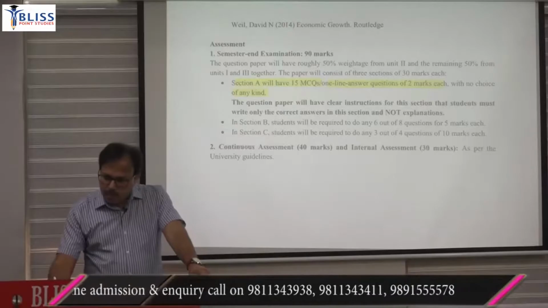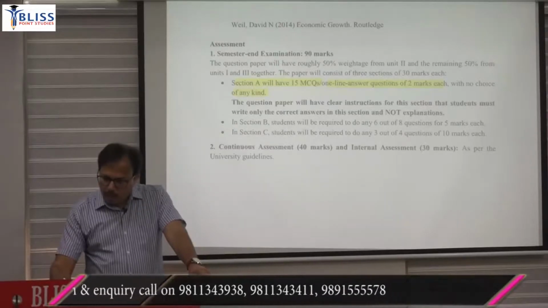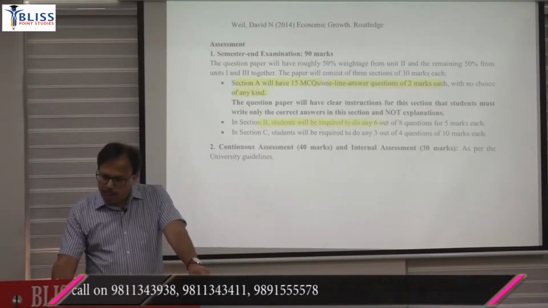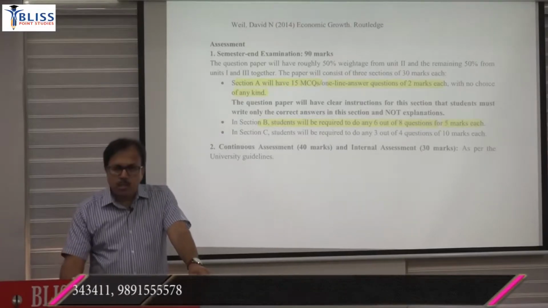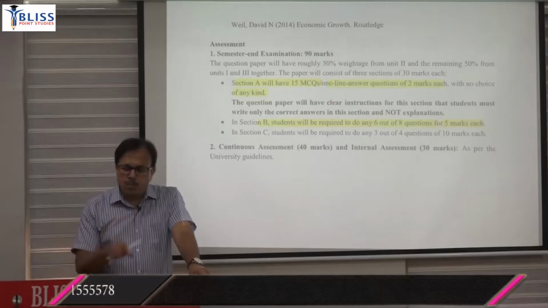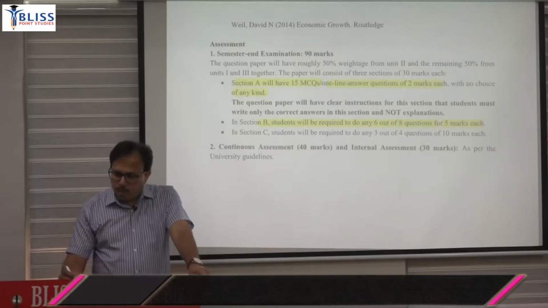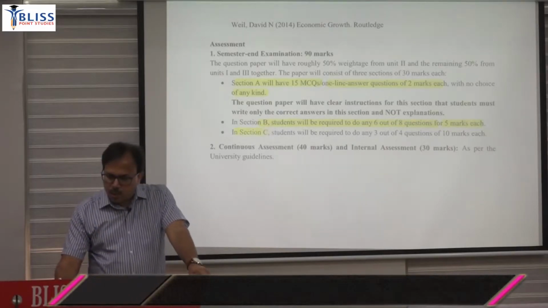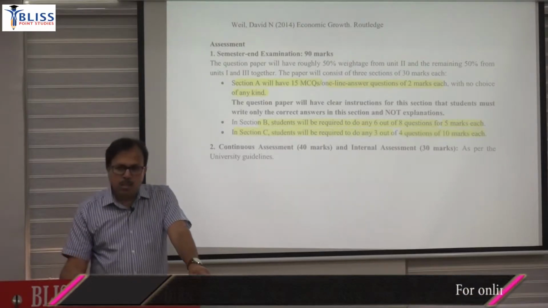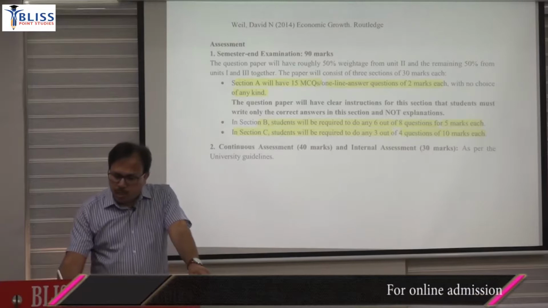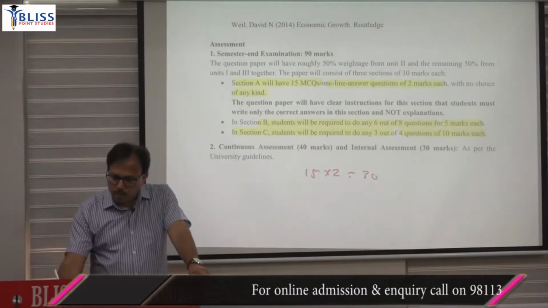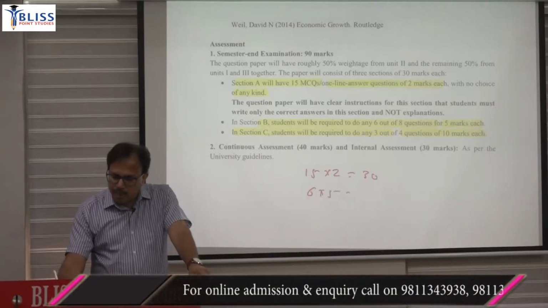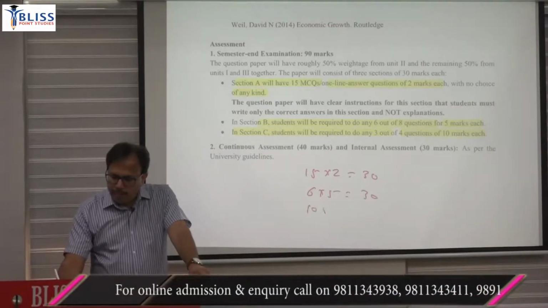Then section B, students will be required to do any 6 out of 8 and questions will be of 5 marks each. 6 into 5, 30 marks will be section B, and section C also 30 marks, required to attempt any 3 out of 4, 10 marks each. So first section के अंदर you are attempting 15 into 2, then 6 into 5, and then 3 into 10.